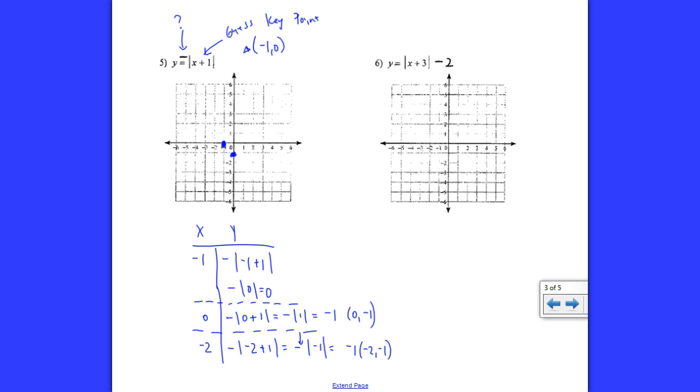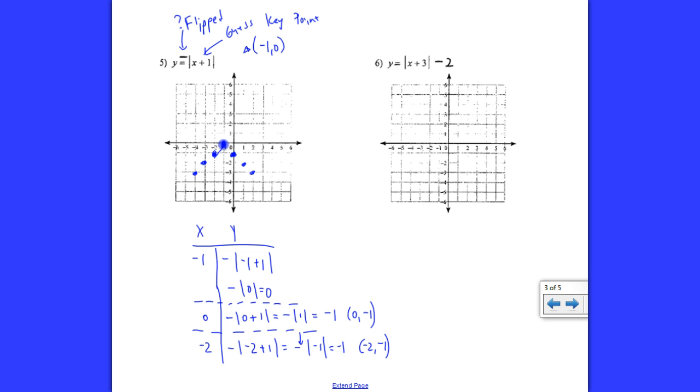All right, I got a little messy with my writing there. Let me clean this up a little bit. Here's what happened. This works out to be negative 1. So I now know that I have the point (-2, -1). Watch what happens here. (-2, -1) is right here. Do you see what's happening now? It flipped. This negative sign flipped my absolute value. And if I continued graphing these points, this is the graph I would end up with.